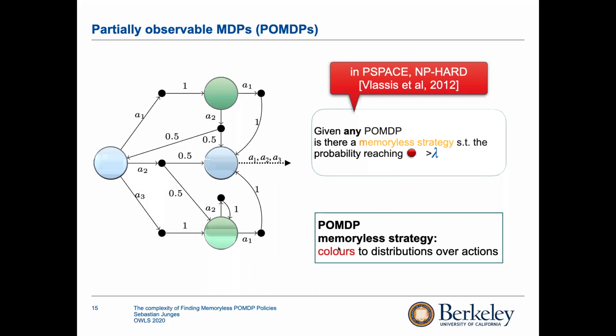And a memoryless strategy here just means that we're going to reactively map colors to distributions of our actions. So in every state, we're just going to select an action with a particular probability. And this problem has been shown to be NP-hard and in PSPACE in 2012. And we will improve those bounds in this talk.